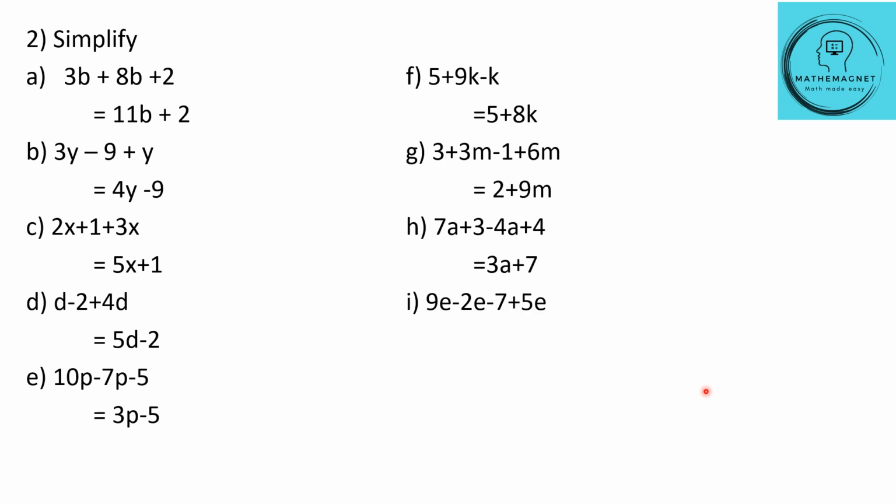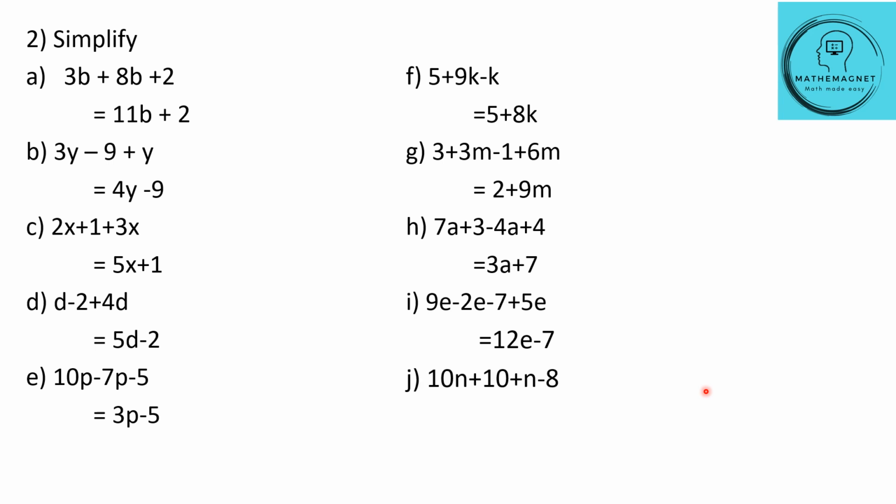Question I. 9e minus 2e minus 7 plus 5e. Now there are three variable terms, which is 9e, 2e and 5e. Let's see the mathematical operations to the left of these terms, that is in front of these terms, which is plus 9e, minus 2e and plus 5e. So 9 minus 2 is 7. 7 plus 5 is 12. So it will be 12e, and the constant term is 7 and the mathematical operation before that is minus. So it is 12e minus 7.